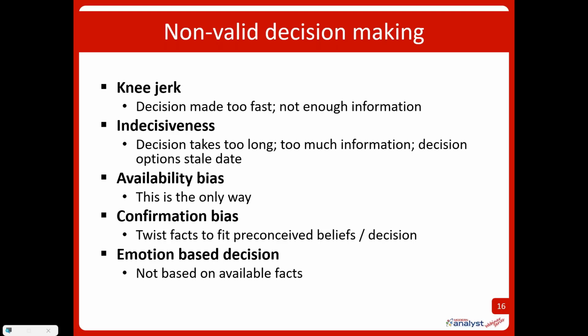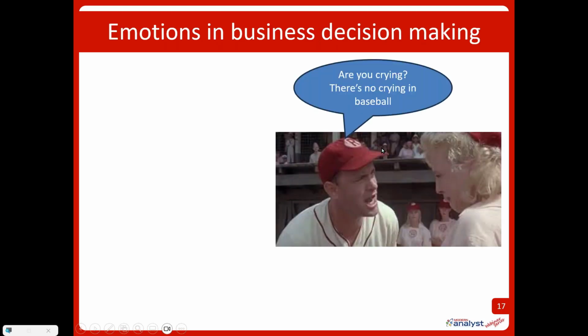That's the availability. That's what's available to me. That's all there is. The watchword there is, this is the only way we can do it. And it's the only way because we haven't come up with alternative ways. There's the confirmation bias I mentioned earlier, twist facts to fit preconceived beliefs, and emotion-based decisions. That's non-valid. Emotion-based decisions are not based on available facts.